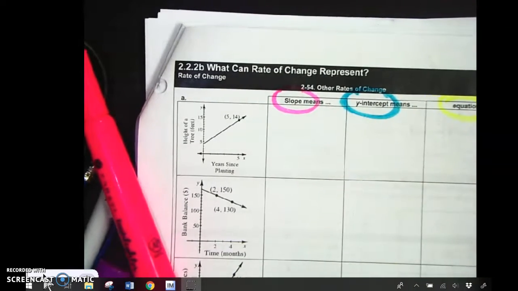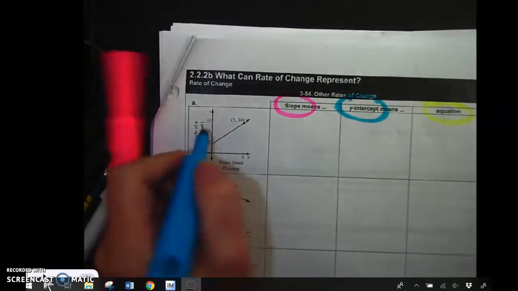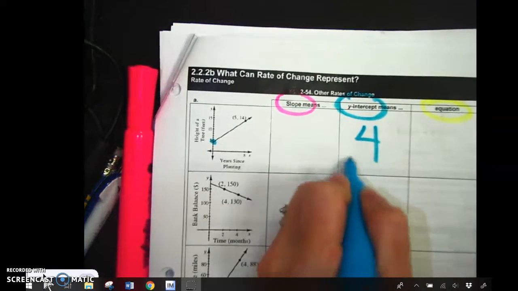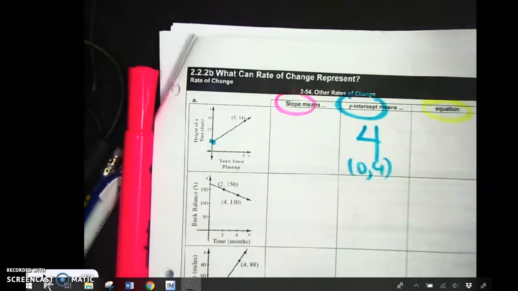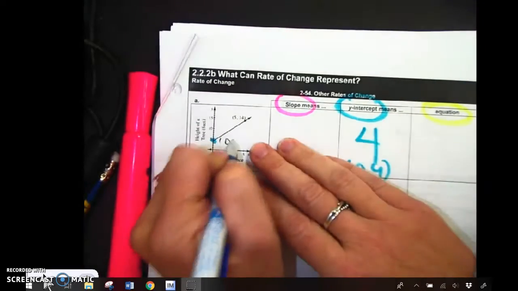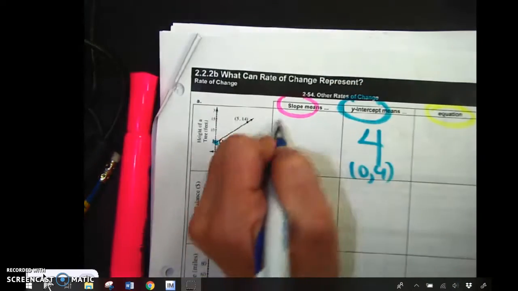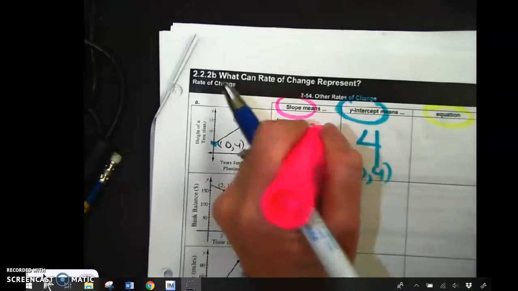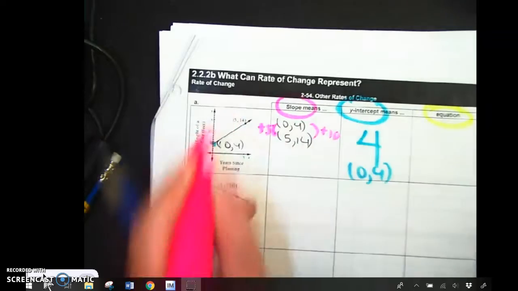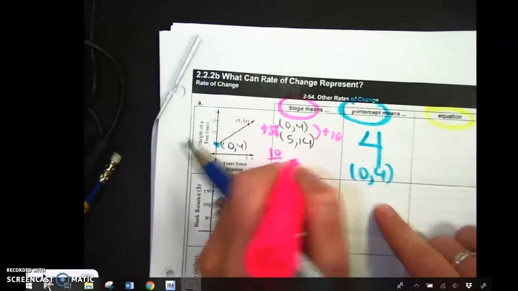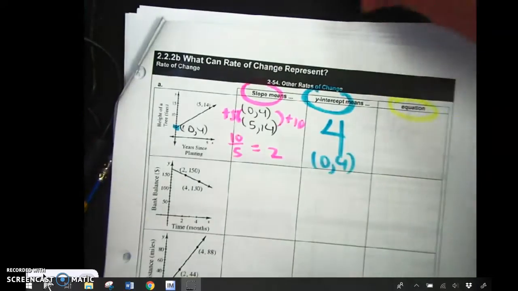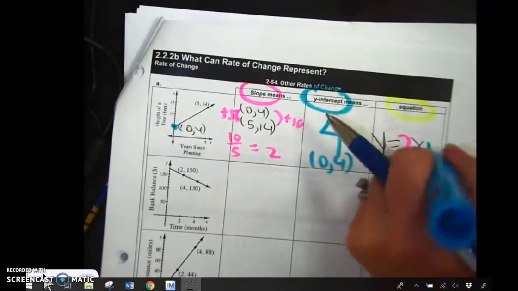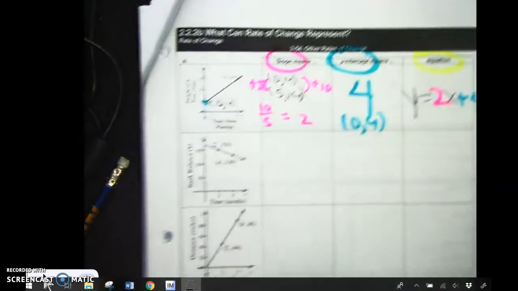Okay. So I think it's easiest to find the start first, which is right here, which is 4, or (0, 4). That means I can use both points to find the slope. So (0, 4) and (5, 14). Plus 10 over plus 5, y is on top, is 2. So now I can do the equation. y equals 2x plus 4. Let's do the next one.